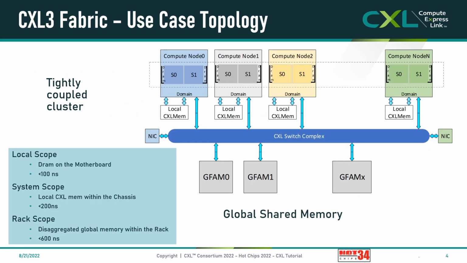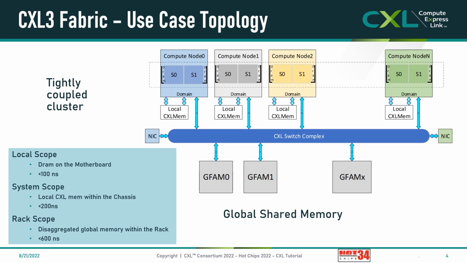The slide shows a CXL3 Fabric use case topology. The diagram shows multiple hosts and multiple GFAM devices interconnected with a CXL switch fabric. The hosts are two-socket servers with memory DIMMs and directly attached CXL memory devices. Each host is an independent domain within the overall system that is able to share data within the GFAM devices. The expected latencies for the system are shown in the lower left of the slide.